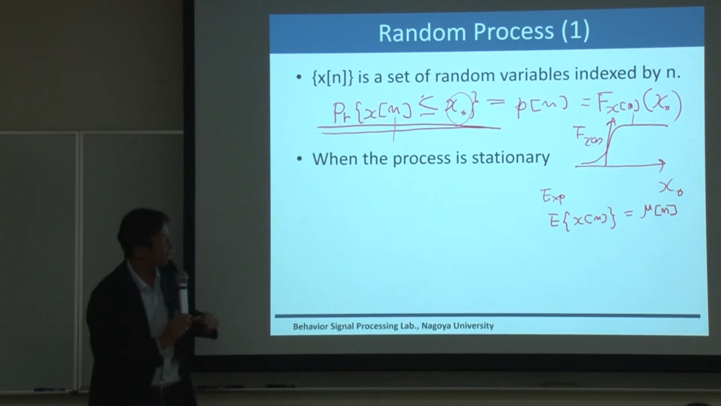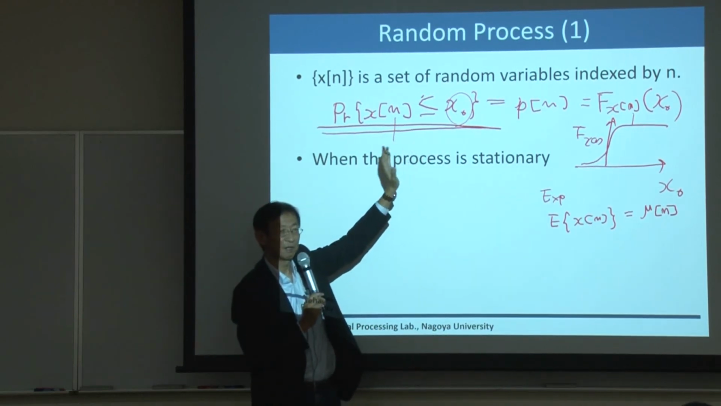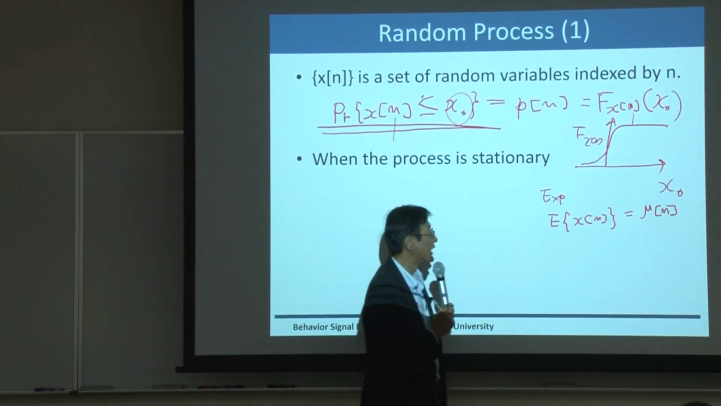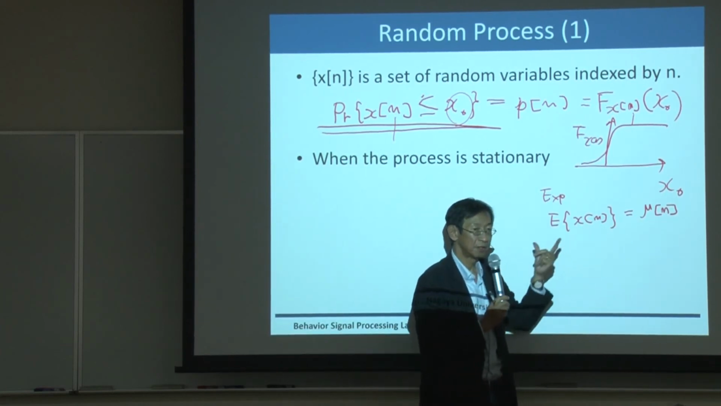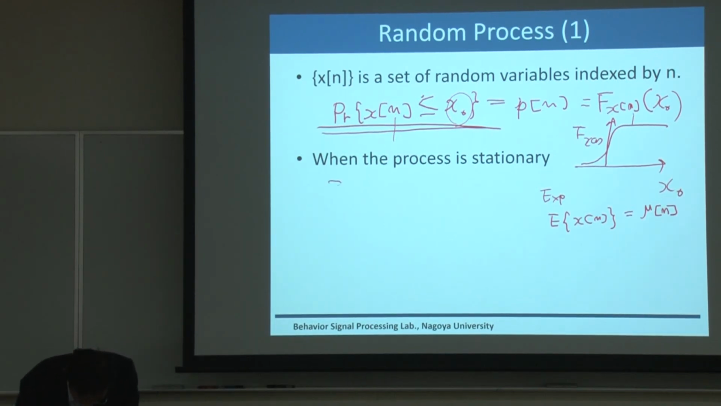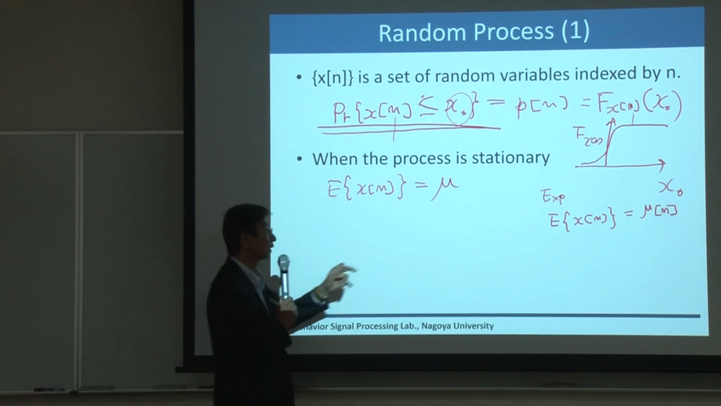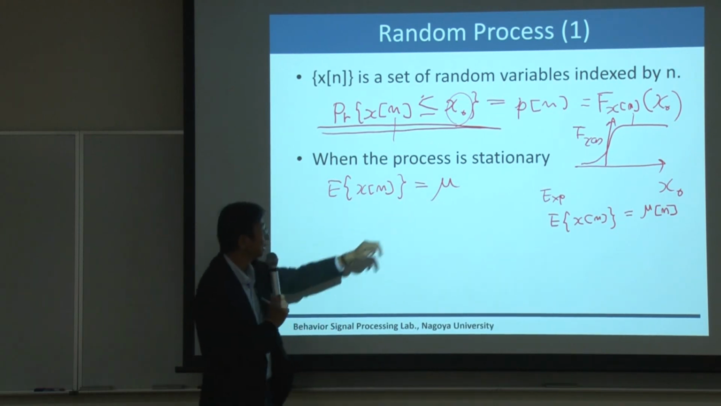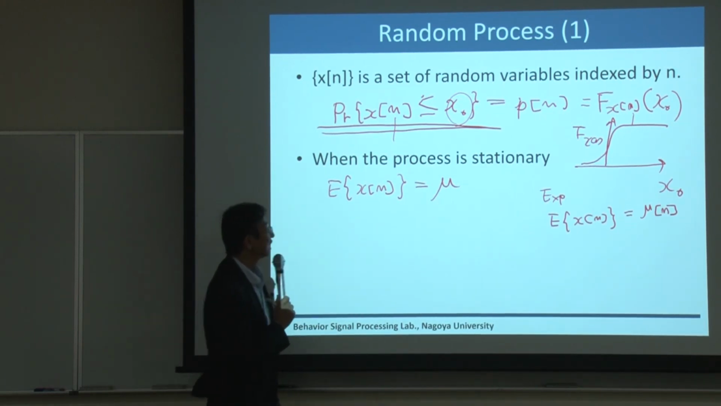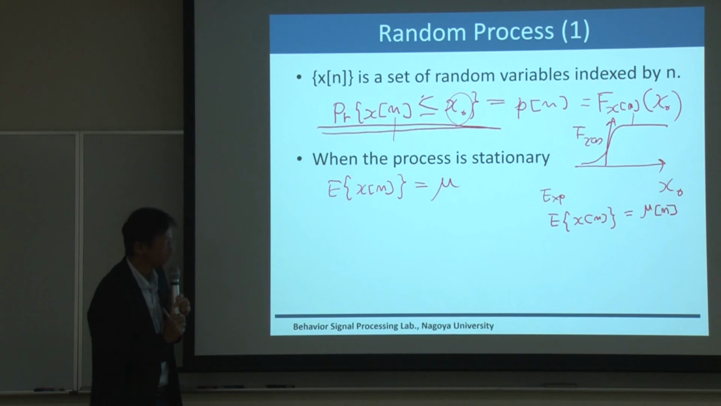But suppose that the random process is stationary, which means that the random process doesn't depend on the shift of time. Then, in that case, you can say that E[x_n] is a constant mu. It doesn't depend on the time index. Okay. So the stationarity of the signal is quite important when thinking about a random process.